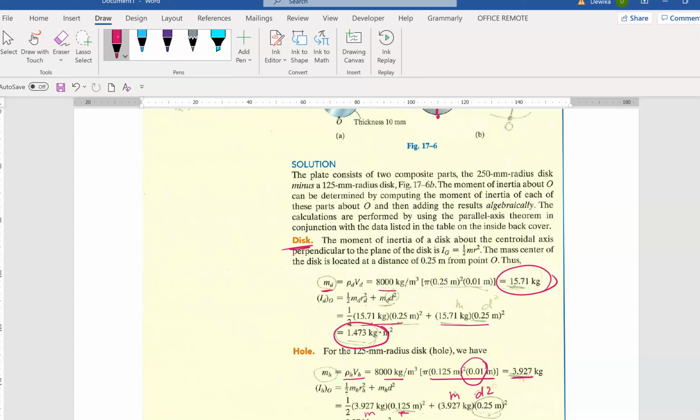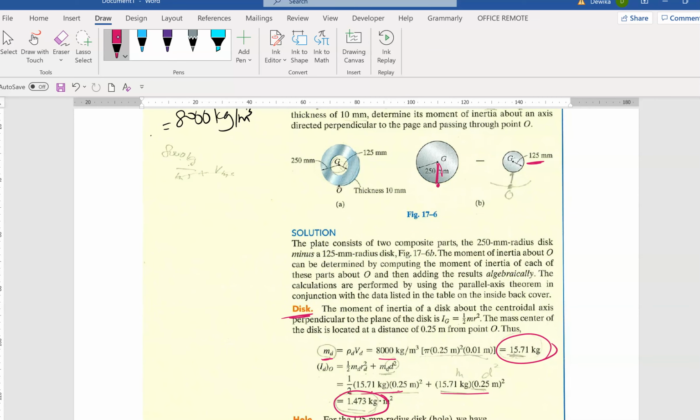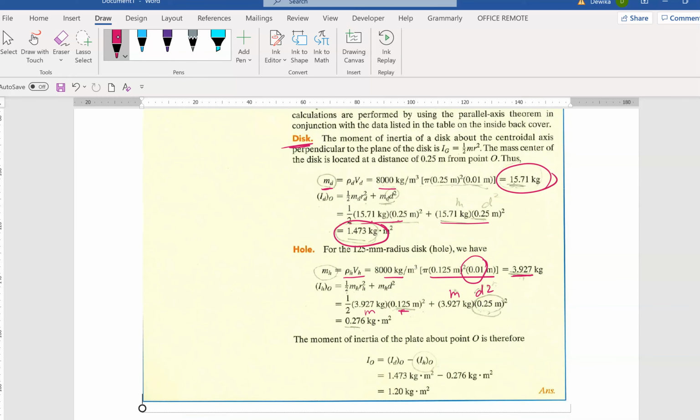Now let's look at that. Why did they take d as 0.25? Because the hole is here, but the axis is here. So the distance between this and here is actually 0.25. So that's the reason why they add md square, which is 0.25. Okay, so with that you get your moment of inertia of the hole, which is 0.276. So the moment of inertia will be the disk minus the hole.